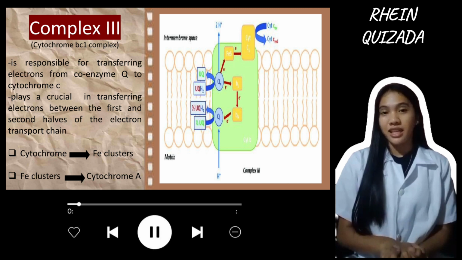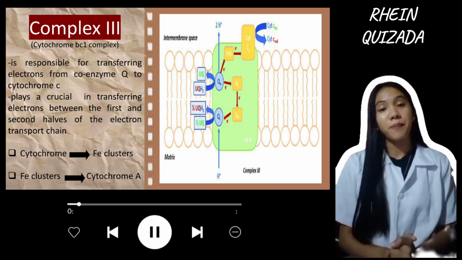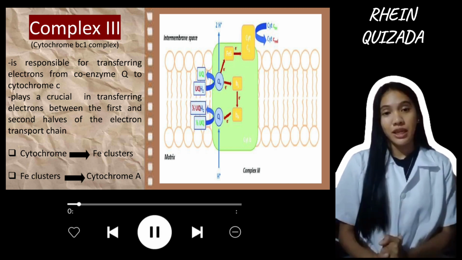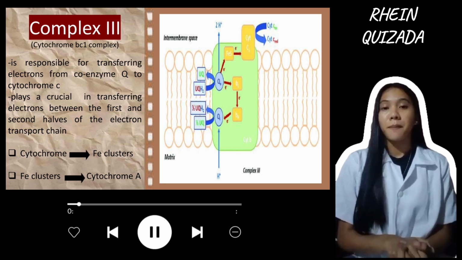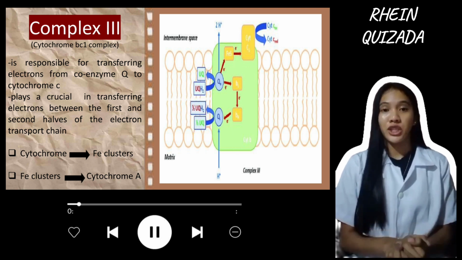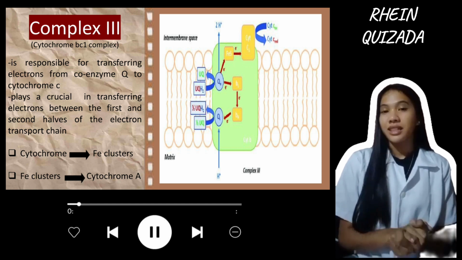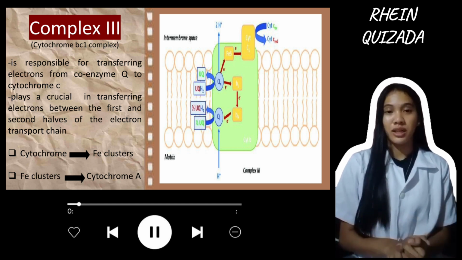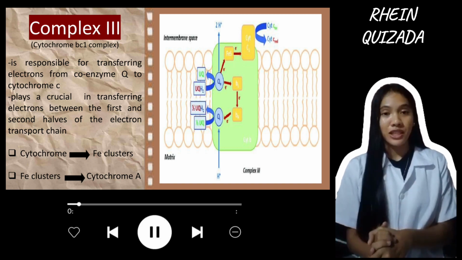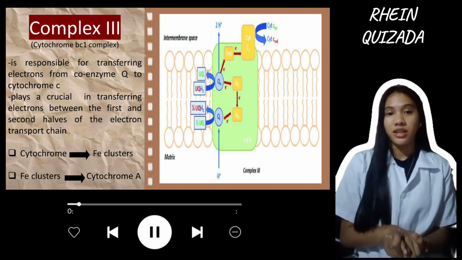By facilitating the transfer of electrons and pumping of protons, the cytochrome BC1 complex plays a crucial role in the generation of ATP through oxidative phosphorylation. This process is essential for the energy metabolism of aerobic organisms.